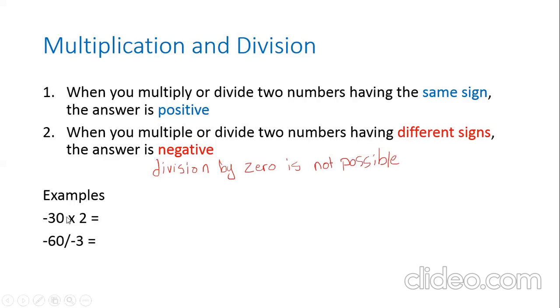Let's give an example. -3 multiplied by 2. So here we are multiplying two integers with different signs, so the answer will be negative, -6. In the other situation, we are dividing -60 by -3, two integers with the same sign, so the answer is positive, which is 20.